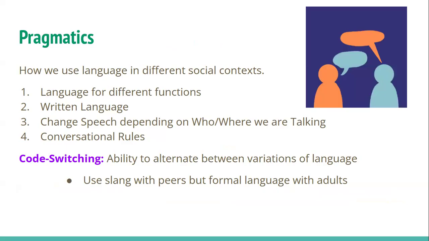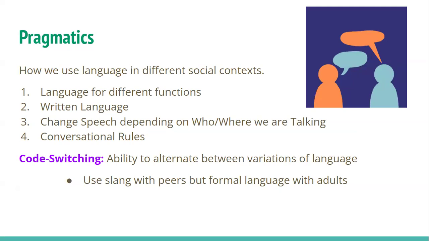Pragmatics is how we use language in different social contexts. So during this age, we become aware that language can be used for different functions, like for requesting things. The written language looks different. You're not going to use the same words that you use in a text message that you would in a school writing assignment. And then you can change your speech depending on who or where you're talking to. So, for example, I don't talk to my best friend the same way I talk to my grandpa or my teacher. And then there are conversational rules like eye contact, body language, taking turns when speaking.